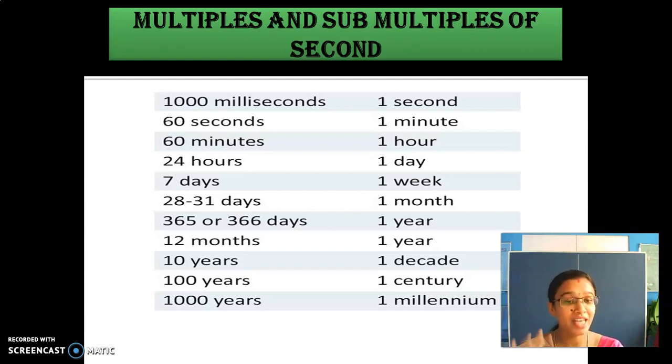Okay. So here the important thing to keep in mind is 60 seconds is equal to 1 minute, and 60 minutes is equal to 1 hour. These are the two important points which you have to keep in mind. Others you can do by yourself.